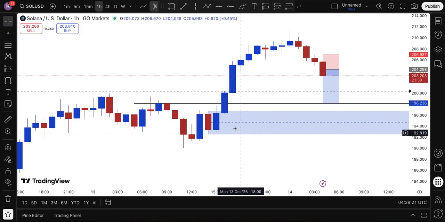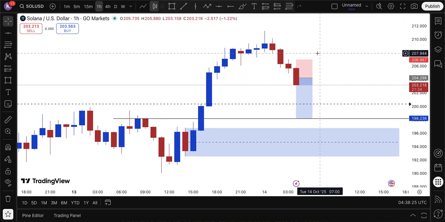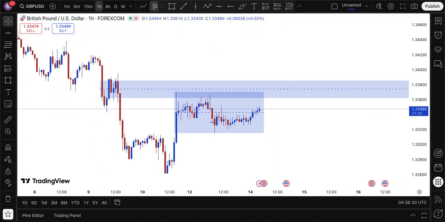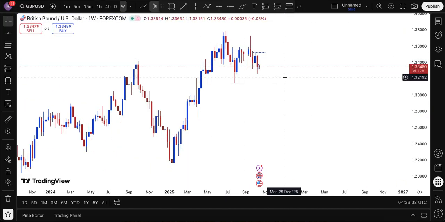But they didn't actually engulf it. I'm just gonna leave it that way. I don't really give two flips. So, moving on to GBP USD. Honestly, this one confuses me way more.